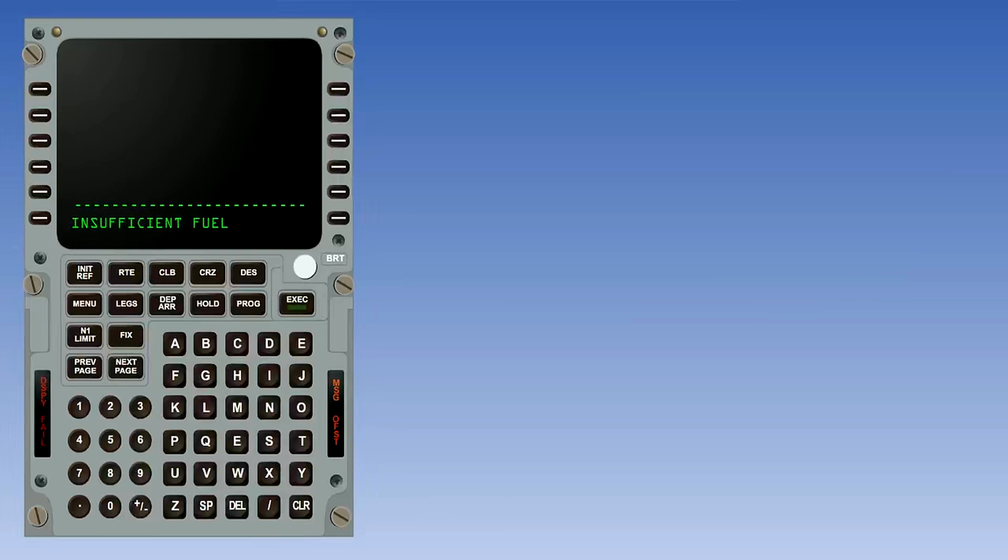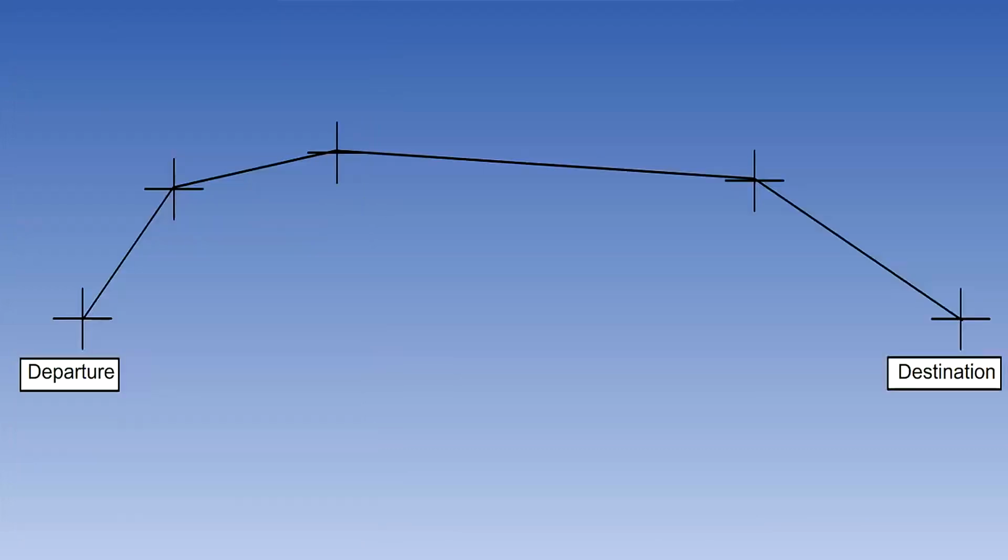Let's now look at a serious alert message: insufficient fuel. We'll put ourselves into a typical situation first, then we'll work out how the FMS has arrived at this conclusion. Finally, we'll work out what we can do about it.